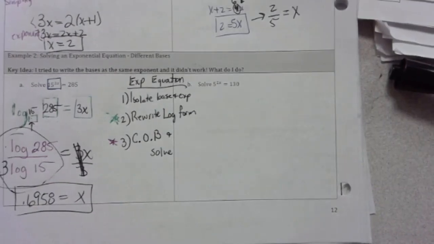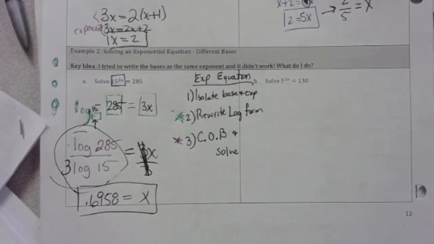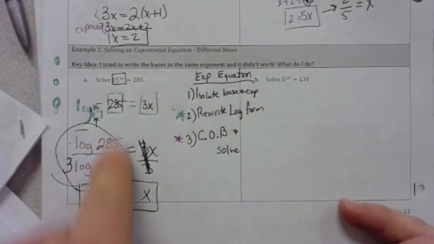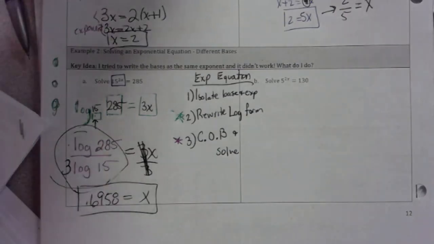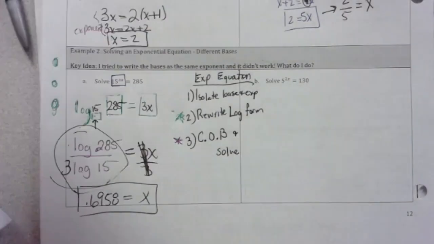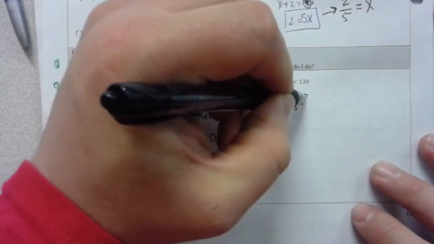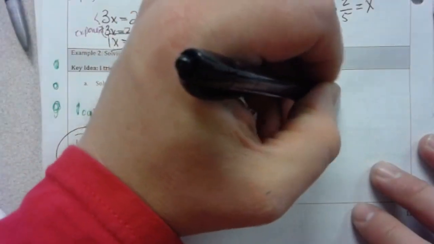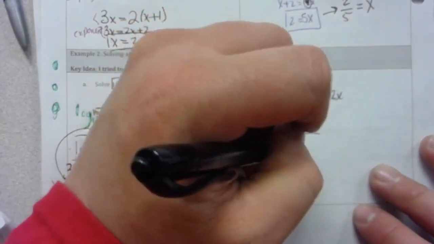All right, take a look at letter B. Very similar, obviously different numbers. See if you can go through that process the exact same way. Students, did you have step 1 already finished? Right here. Log of 130 divided by log of 5 equals 2x.